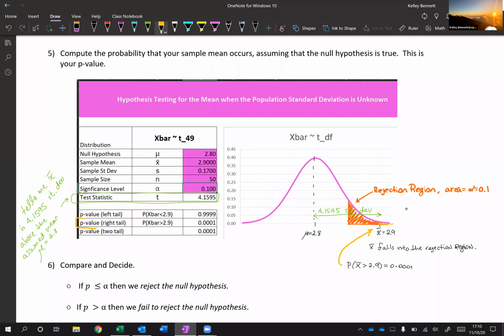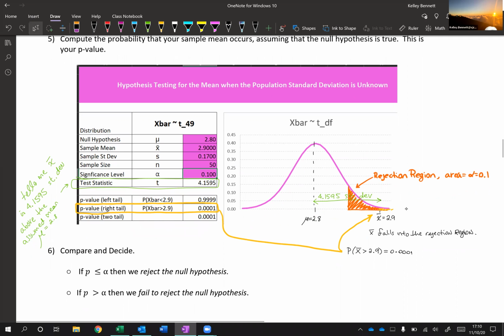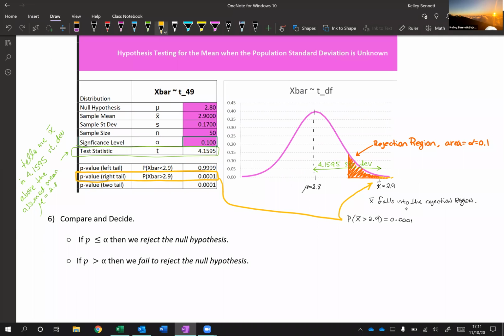So now we kind of had to switch it up. We need to make sure that we're looking at our p-value for a right-tailed test. Since this area is smaller, we know that that puts X bar in the rejection region. That's the whole idea behind it: if p is smaller than or equal to alpha, then of course X bar has to fall within the rejection region. And if p is bigger than alpha, then that would mean that X bar falls outside of the rejection region. So that's where we get this rule from.